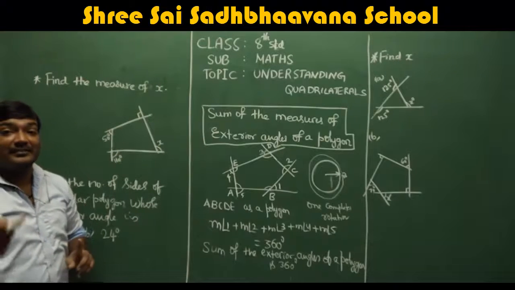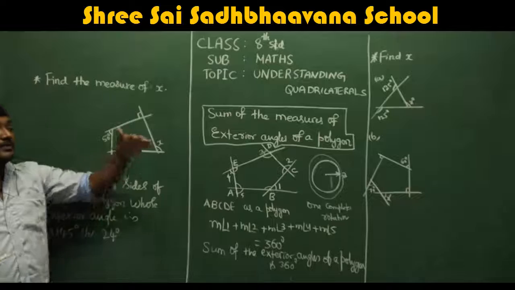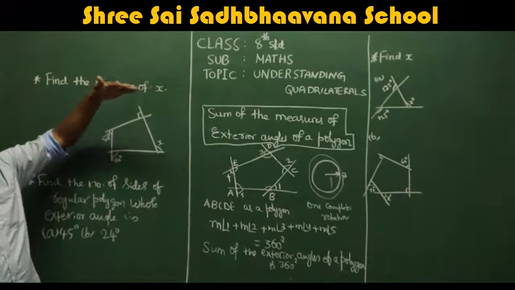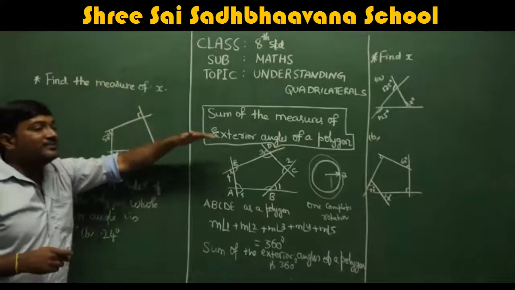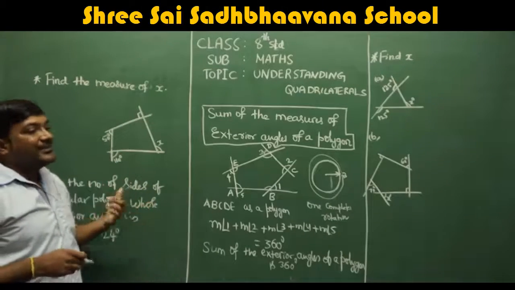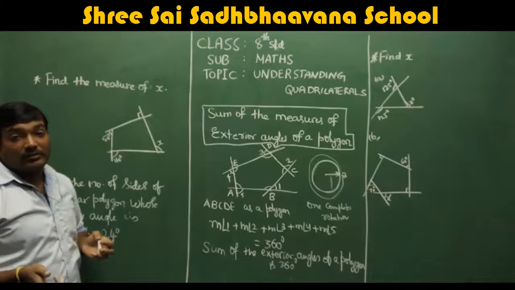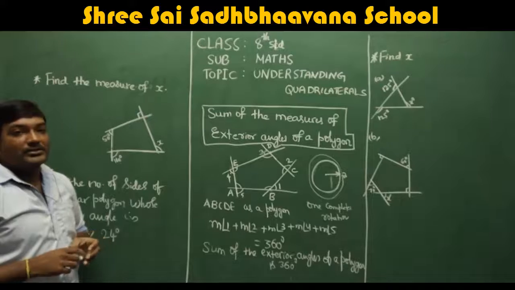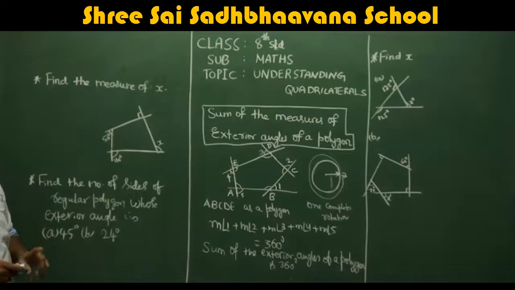You guys, we discussed in the last video that a triangle is also considered a polygon itself. Remember, for a polygon which has 5 sides, 4 sides or 3 sides, the sum of the exterior angles of that polygon should be 360. It is not related to the number of sides. It may be 3, 4 or 5, the rule remains the same.